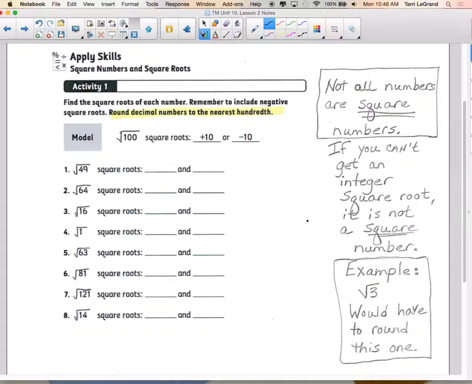Now, we just talked about a little bit ago that not all numbers are square numbers, right? Agree or disagree? Agree.